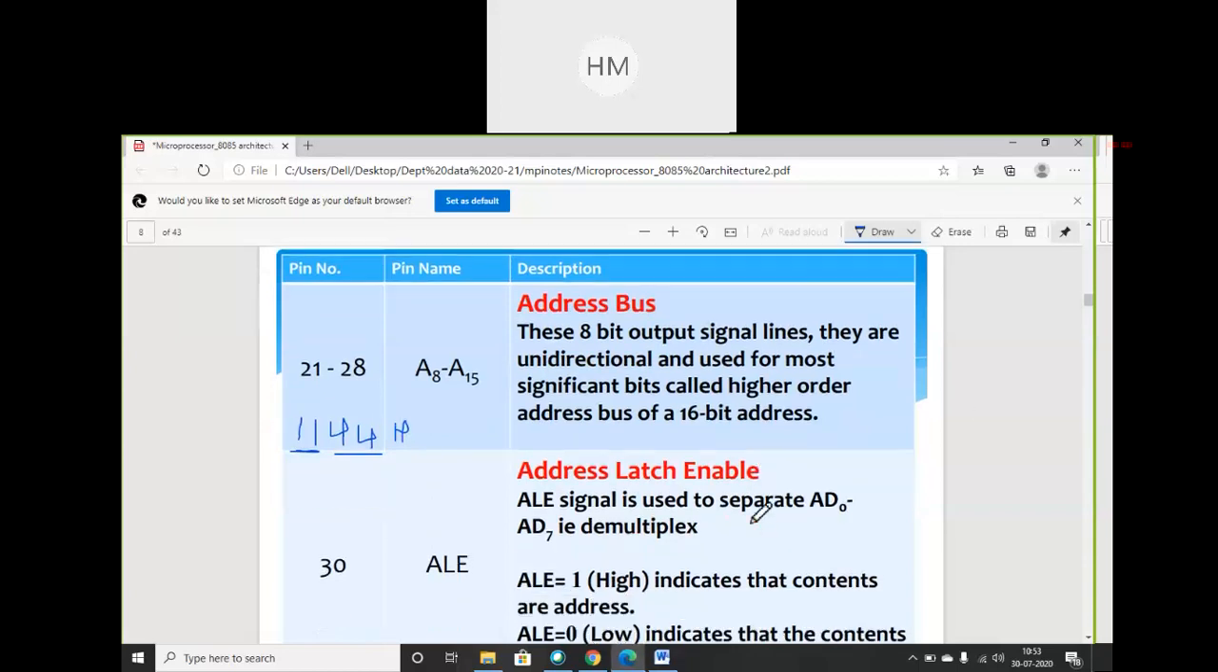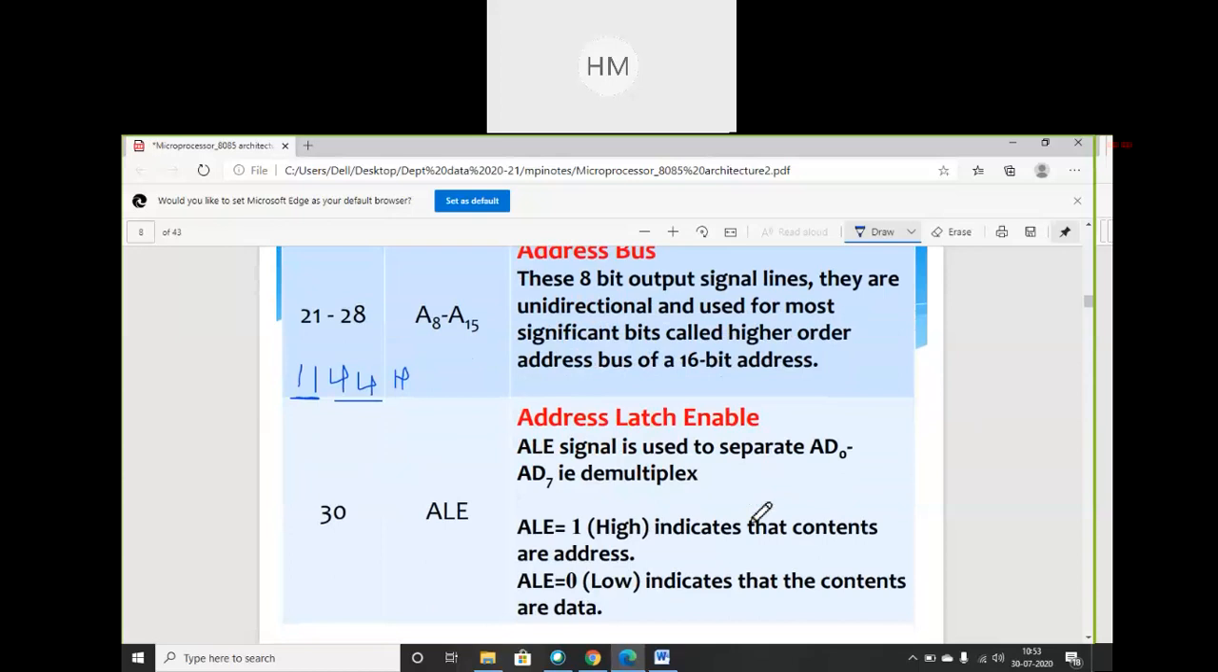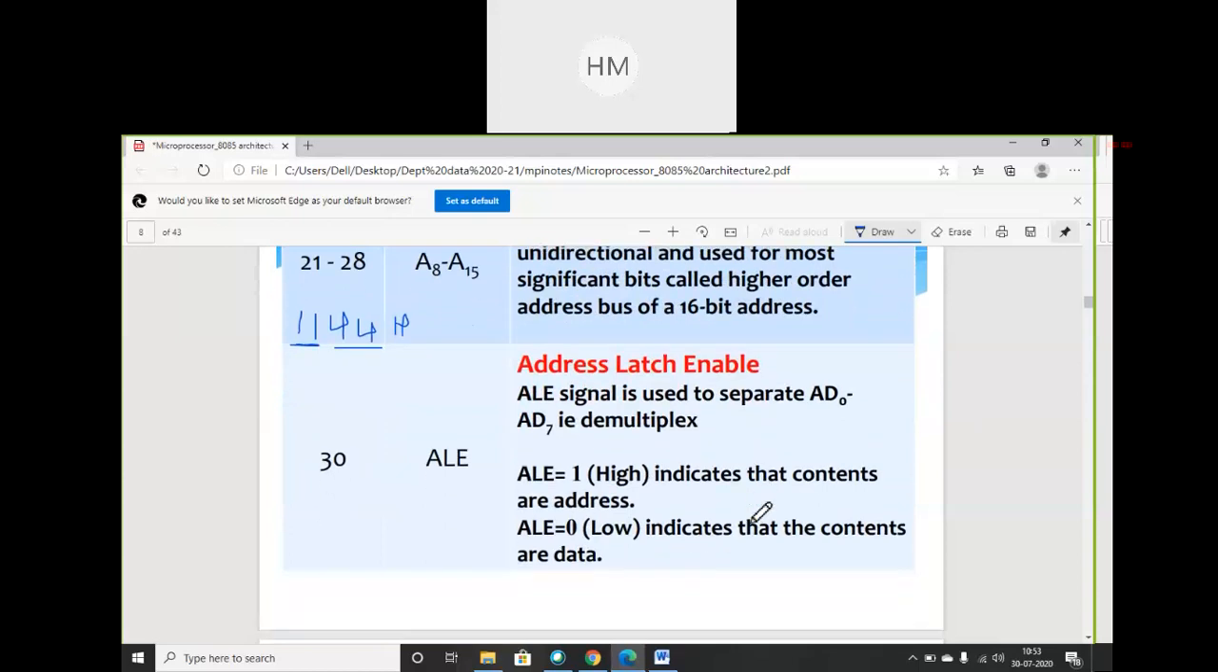So then address latch enable, ALE. Very important. The ALE signal is used to separate the AD0 to AD7 lines, that is, demultiplex. When the ALE signal is high, it indicates that the contents are address. That means whatever we are transmitting on the AD7 to AD0 lines is only address when ALE is 1. Is it clear? Any doubt?